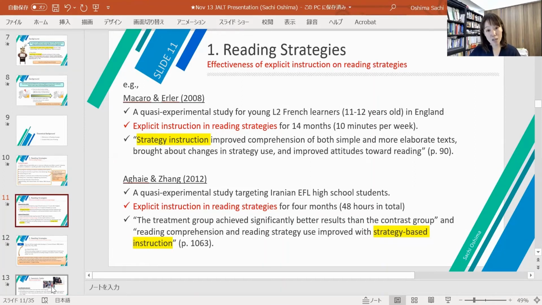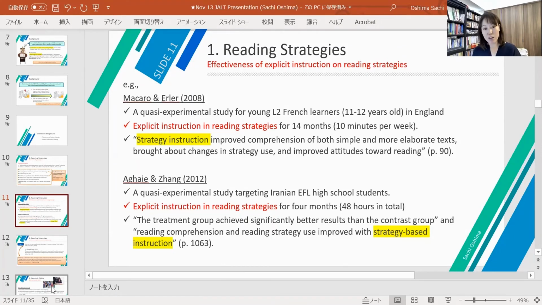For example, Macaro and Erler conducted a quasi-experimental study for young L2 French learners in England and investigated the effectiveness of reading strategy instruction. They provided explicit instruction in reading strategy for 14 months. The researchers concluded that strategy instruction improved comprehension of both simple and more elaborate texts, brought about changes in strategy use, and improved attitude toward reading.